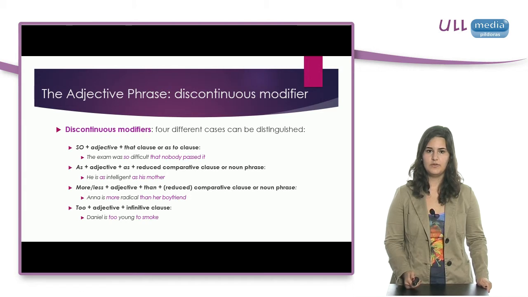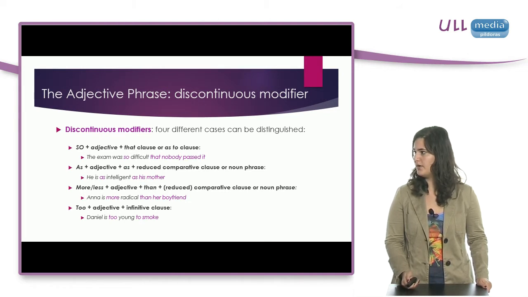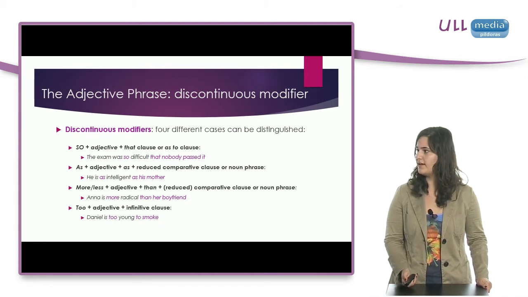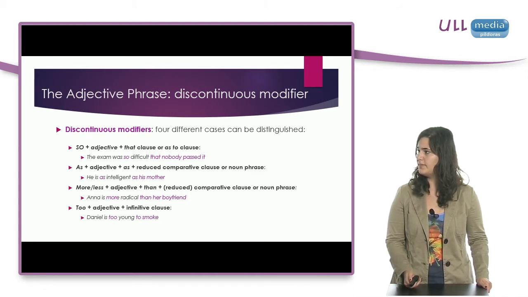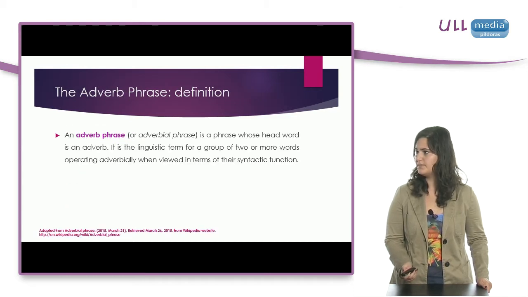And the last one, discontinuous modifiers, can be classified in 4 different cases. So plus adjective plus that clause or as to clause, for example, the exam was so difficult that nobody passed it. As plus adjective plus as plus reduced comparative clause or noun phrase, for example, he is as intelligent as his mother. More or less plus adjective plus than plus comparative clause or noun phrase, for example, Anna is more radical than her boyfriend. Or too plus adjective plus infinitive clause, for example, Daniel is too young to smoke.